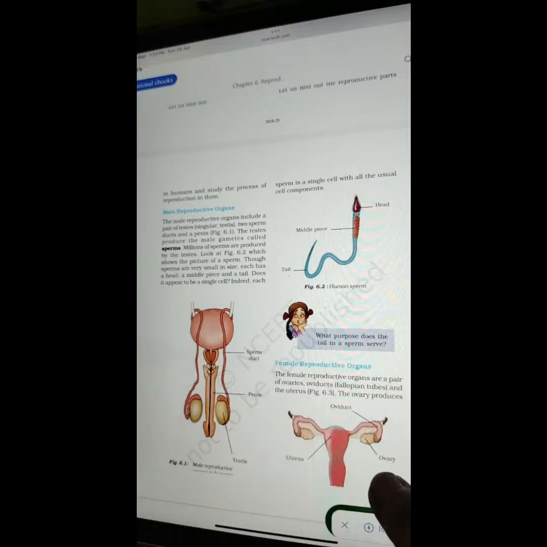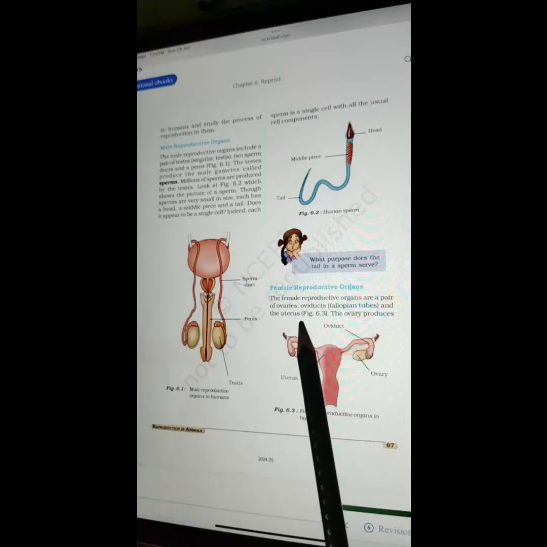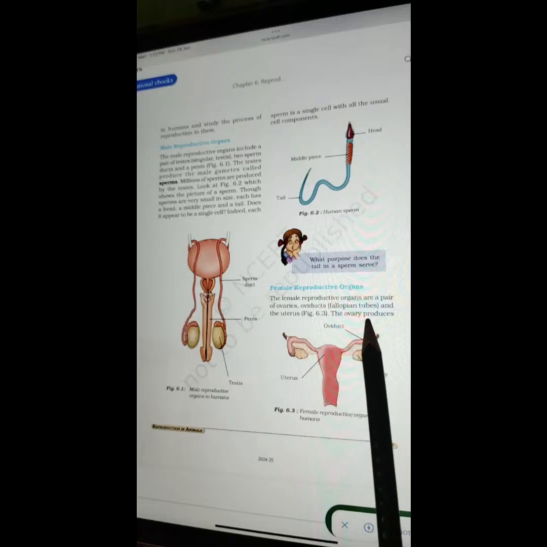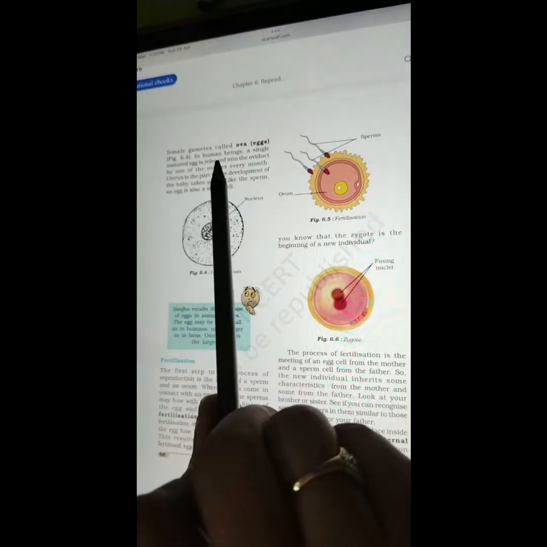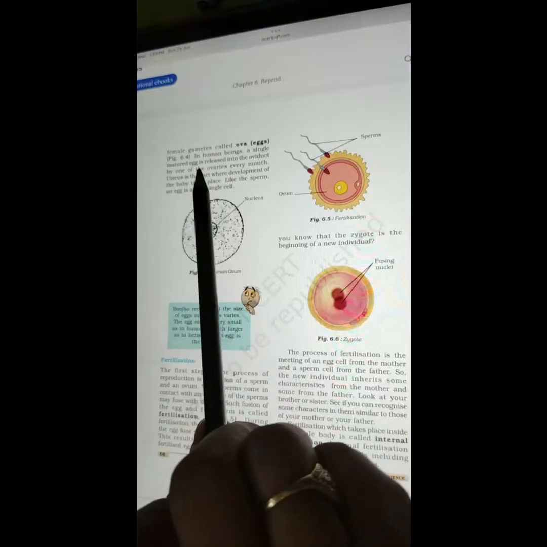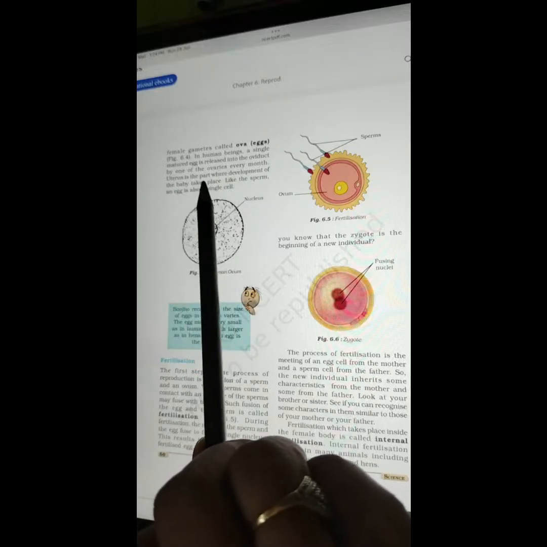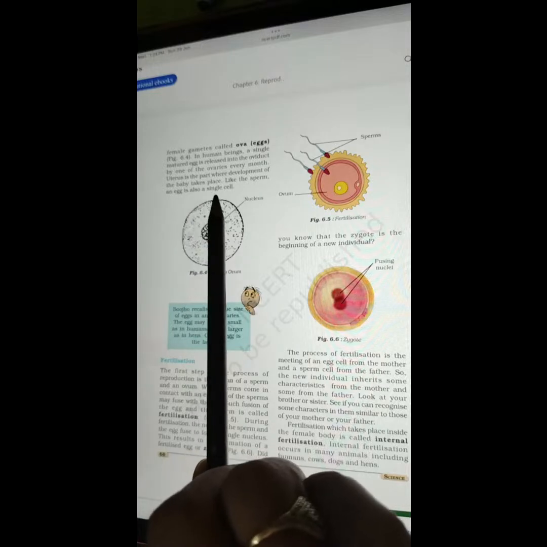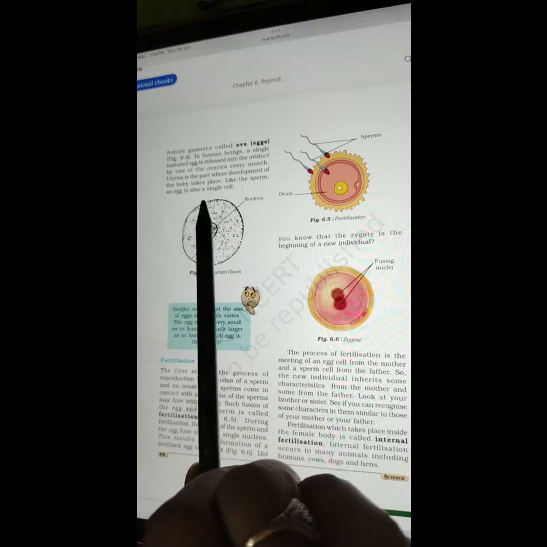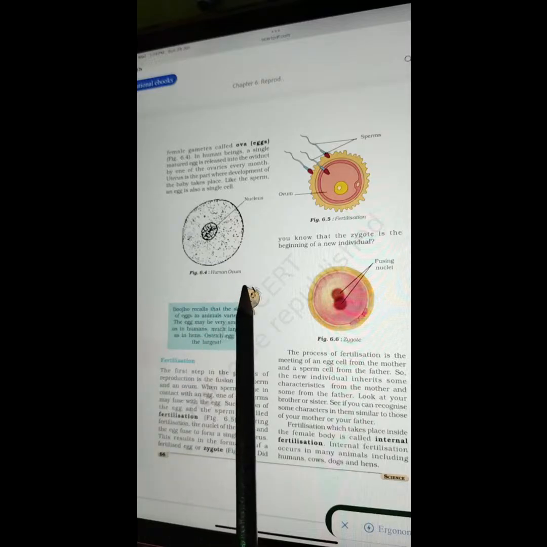Female reproductive organs. The female reproductive organs are a pair of ovaries, oviducts, which are also known as fallopian tubes, and the uterus. The ovary produces female gametes called ova or eggs, figure 6.4. In human beings, a single matured egg is released into the oviduct by one of the ovaries every month. Uterus is the part where development of the baby takes place. Like the sperm, the egg is also a single cell. Figure 6.4 is showing you the human ovum.